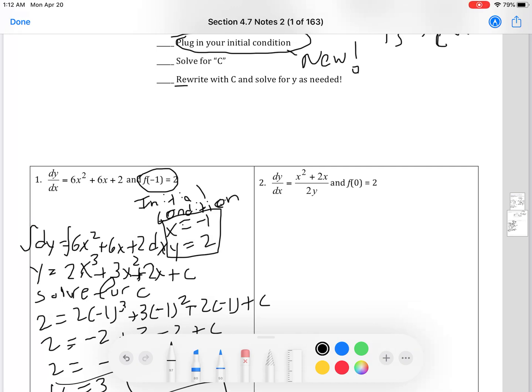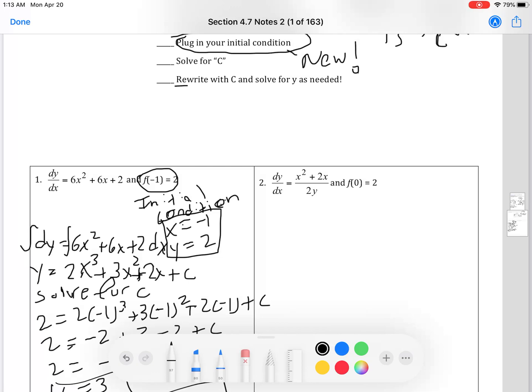Right, ladies and gentlemen, one last video for today. We are going to look at an initial condition problem that is a little bit more difficult than the first one that I showed you. Not necessarily because of the differential equation itself, but because we have maybe something with a numerator and denominator rather than just a conventional power rule.